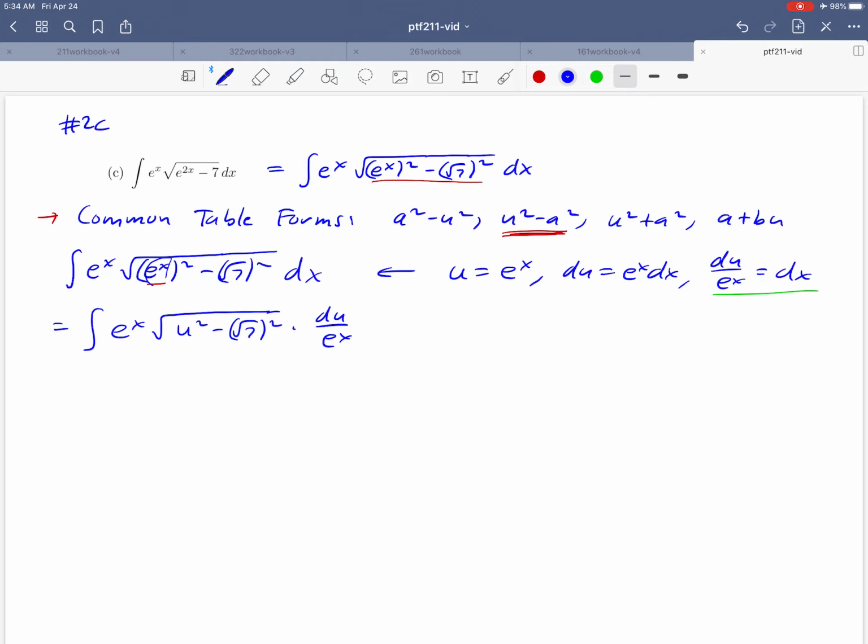And then notice we get a little cancellation here. We've got an e to the x in the numerator and the denominator, so that's going to go away. And if we rewrite our integral, it's going to look like the square root of u squared minus the square root of 7 squared, times du. And the question is, can we find a match for that in our table of integrals?